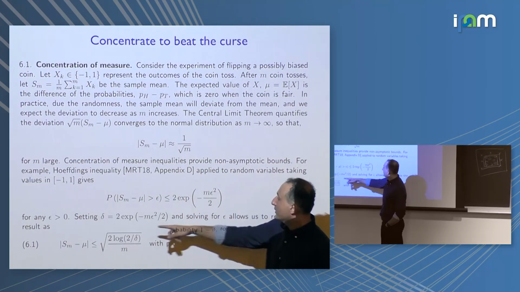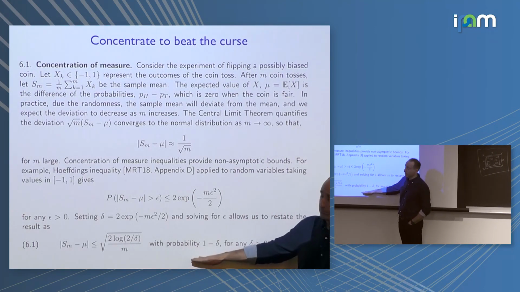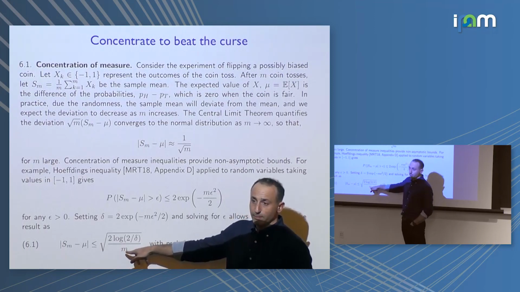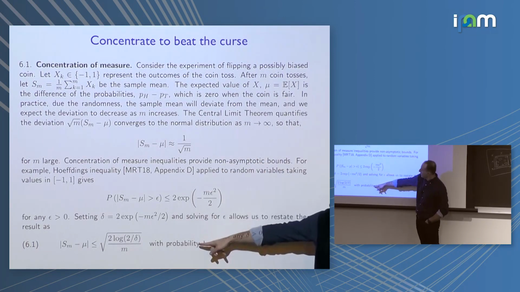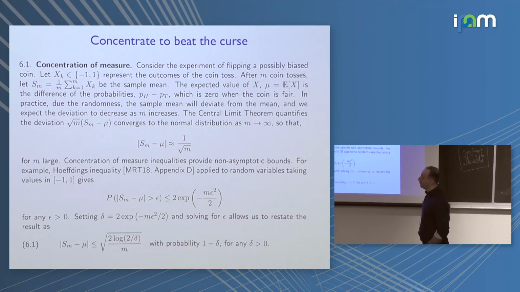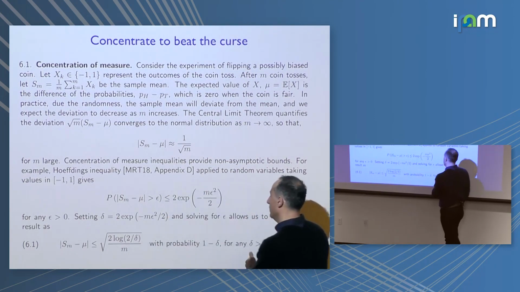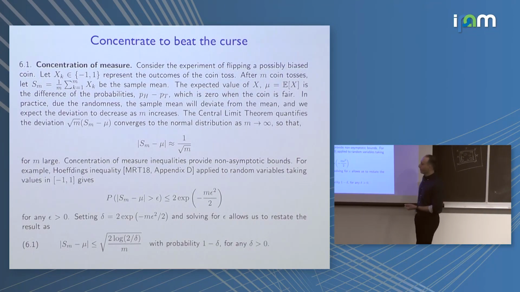And when you solve for delta, so you set delta to be the right-hand side and solve for epsilon, it translates to this: your error is less than essentially this factor over square root of m with probability at least 1 minus delta. So that's what you get for flipping a coin. Now if instead of flipping a coin, you're trying to learn a function and you're trying to show that the empirical average is close to its true expectation, we're going to see exactly this type of formula, exactly this expression, but there's going to be one extra term. And that one extra term is the Rademacher complexity.